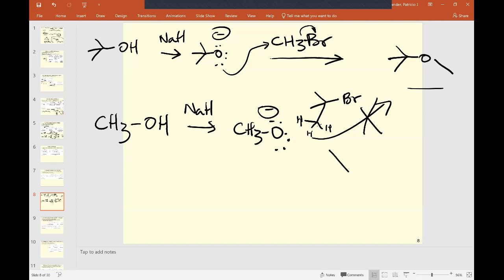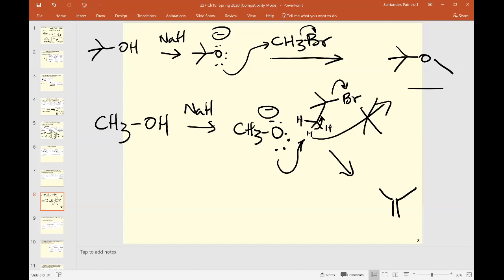What will happen is that this is going to act as a base. It will abstract a proton. We will form a double bond, and the leaving group will depart. And surprise, surprise, rather than getting formation of the product that I wanted, I will get formation of this product. So instead of getting substitution, I will get elimination taking place.